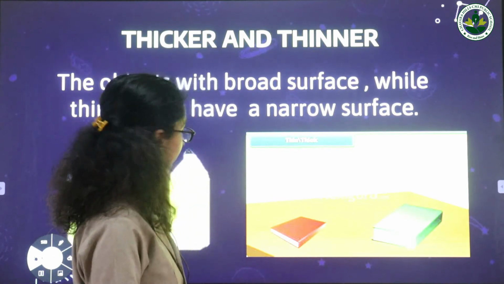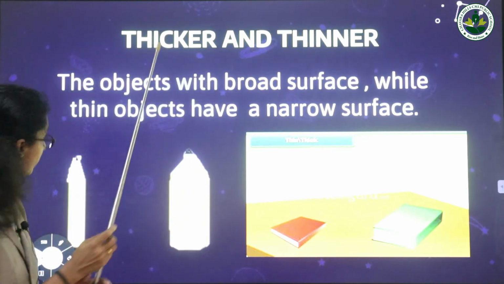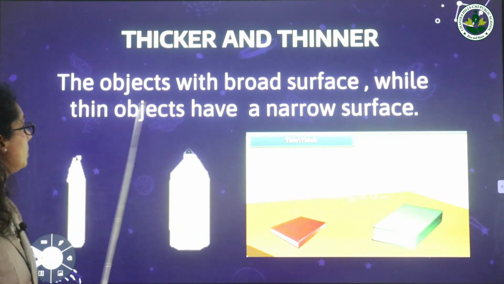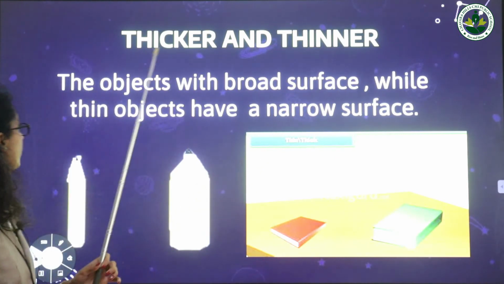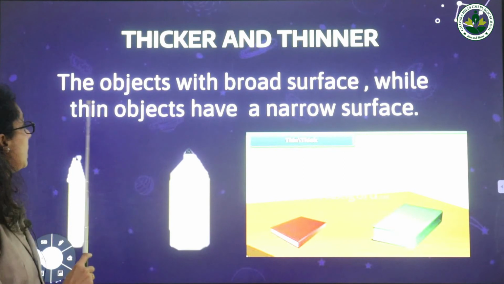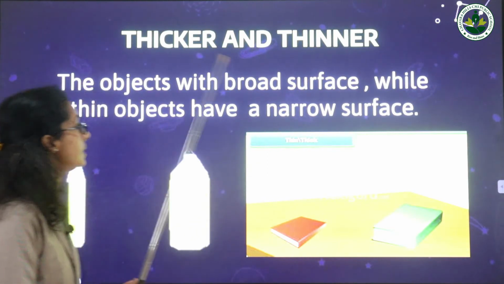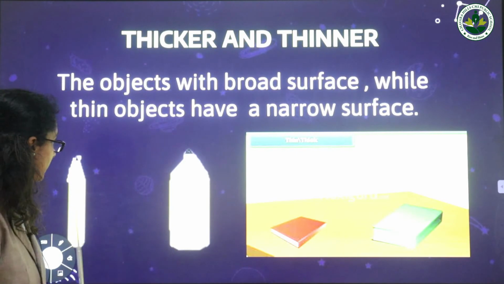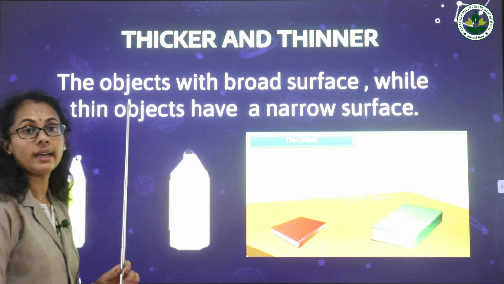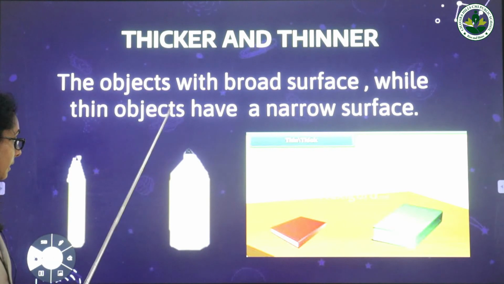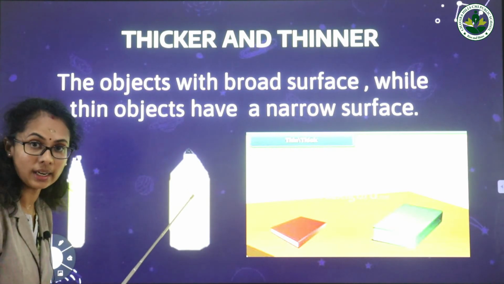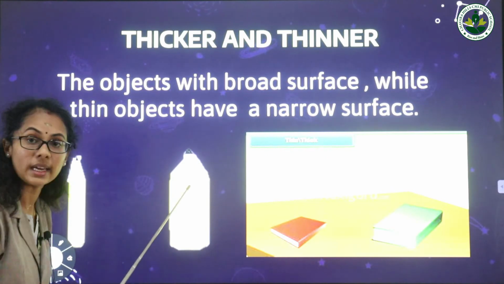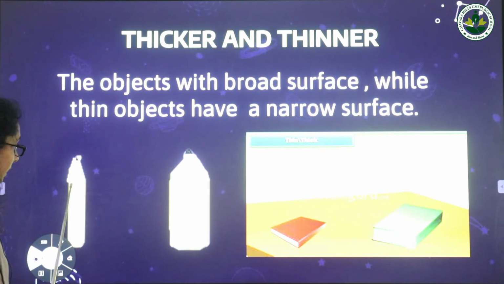Listen to these two pictures. Thick objects have a broad surface, while thin objects have a narrow surface. Compare these two, which one is thicker and which one is thinner? This is thicker and this is thinner.